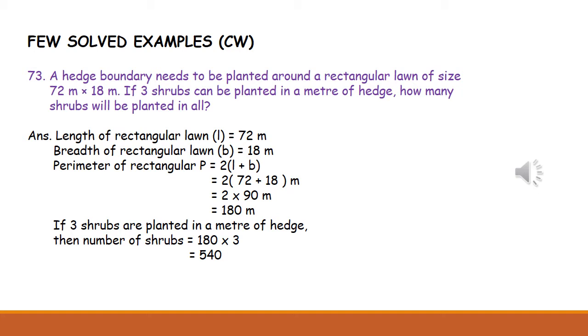So, perimeter of rectangle is given by the formula P is equal to 2 into (L plus B). So, 2 into (72 plus 18) meter, that is 2 into 90 meter or 180 meter. If 3 shrubs are planted in a meter of hedge, then the total number of shrubs will be 180 into 3, that is 540.